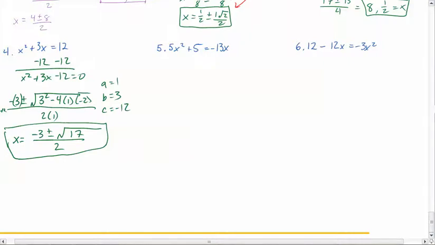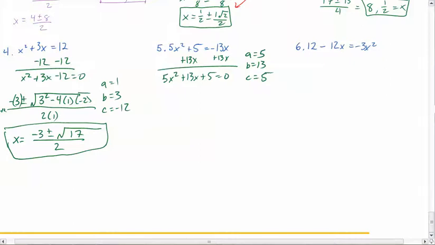Let's go on to number 5. We're going to add 13x to both sides. And so we've got 5x squared plus 13x plus 5 equals 0. We've got A is 5, B is 13, and C is 5 again.